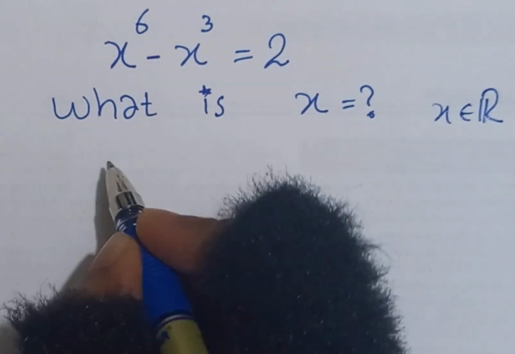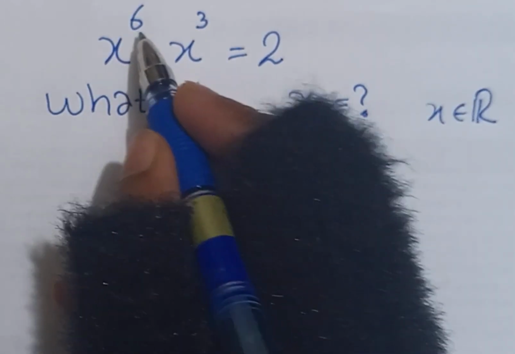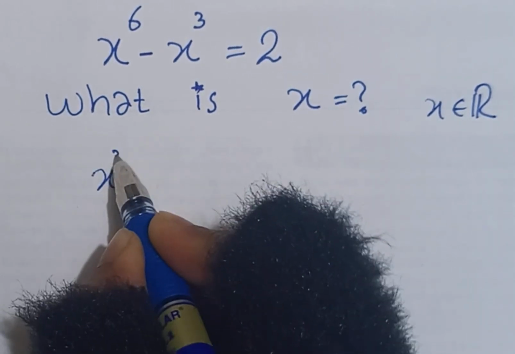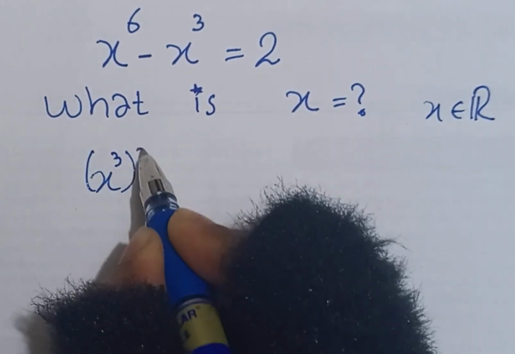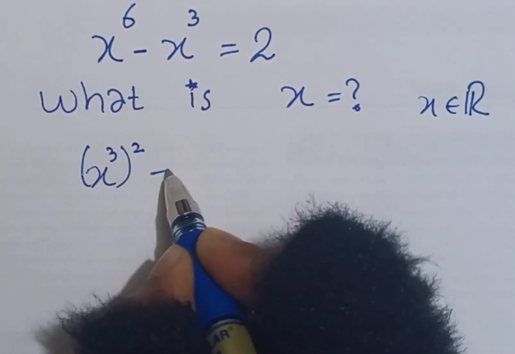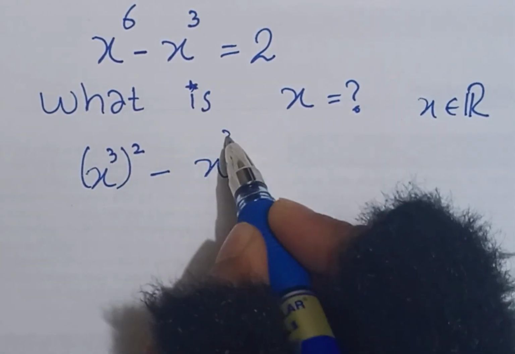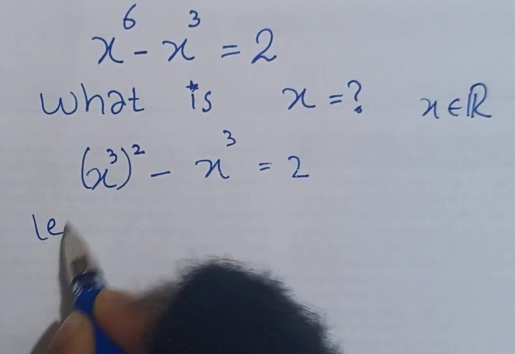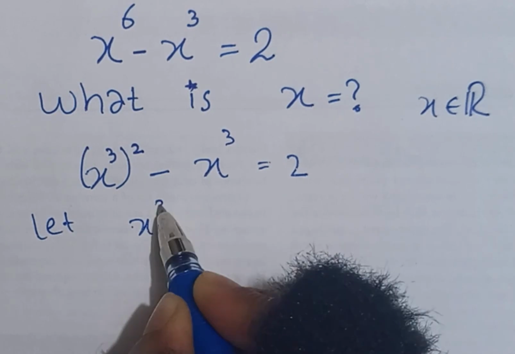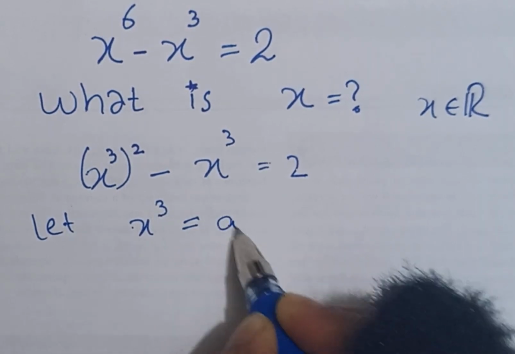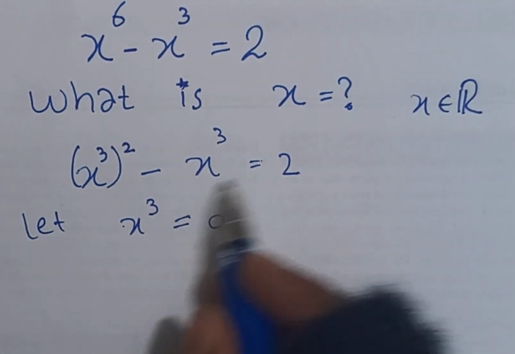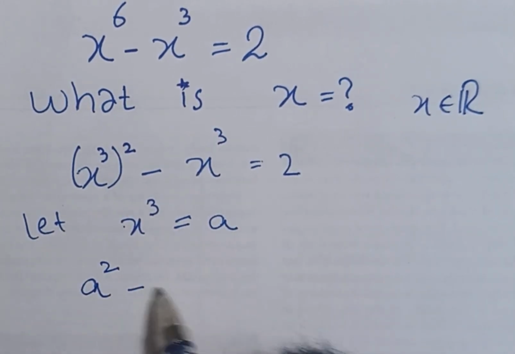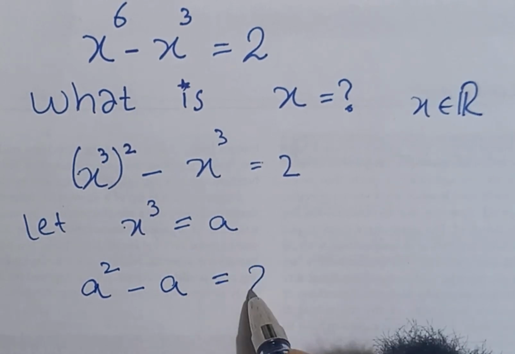So let's start. We can write x raised to the power 6 as x raised to the power 3 multiplied by 2, minus x raised to the power 3 is equal to 2. In the next step we let x raised to the power 3 be equal to a. So we substitute in the above equation, and this becomes a squared minus a is equal to 2.